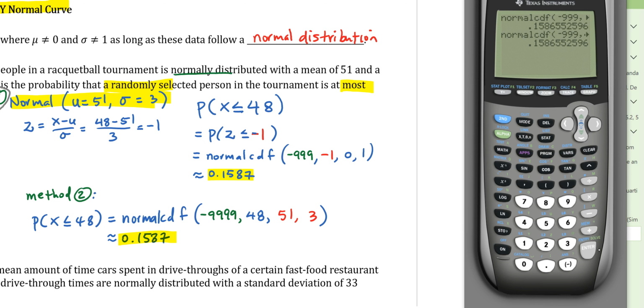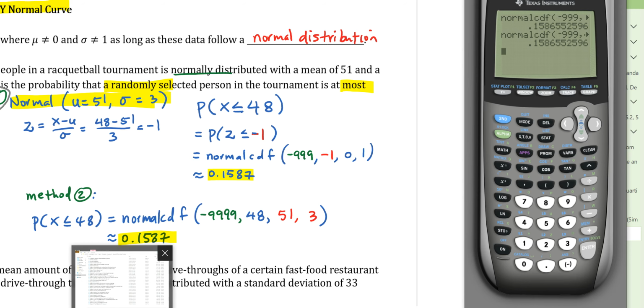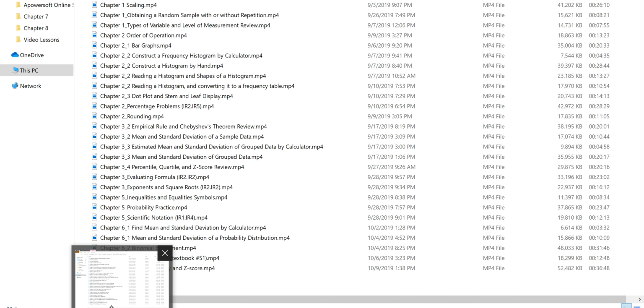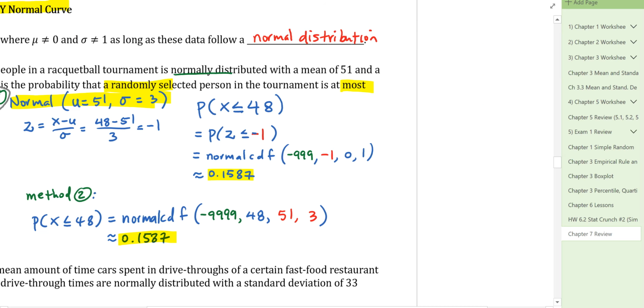Now, with method 1, once you convert to z, you have the option of using a table to find your answer, whereas with option 2, we don't have a table for it. So I would say either method is valid. You can use either one. Right? So that's this example. So let's do another example.